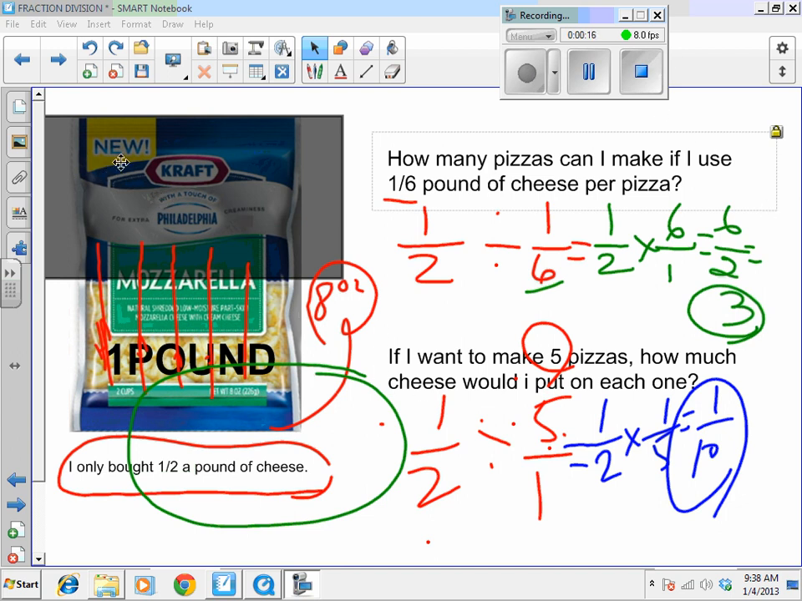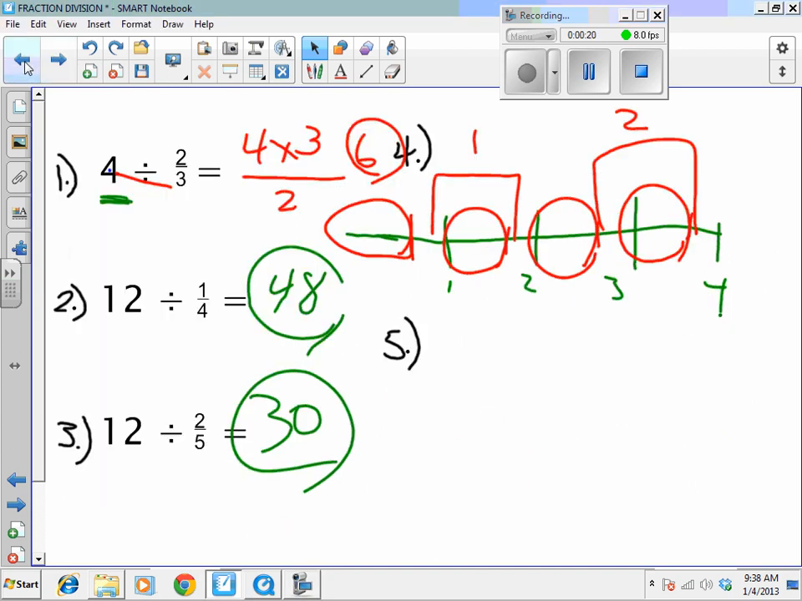Okay, for everybody's purposes, let me just describe what we did here. In the second half of this lesson, we went back to the first problem, 4 feet divided by 2/3. We split this into whole sections of 2/3, and then we added the 2. 4 times 3 divided by 2 equals 6. You can make 6 necklaces.